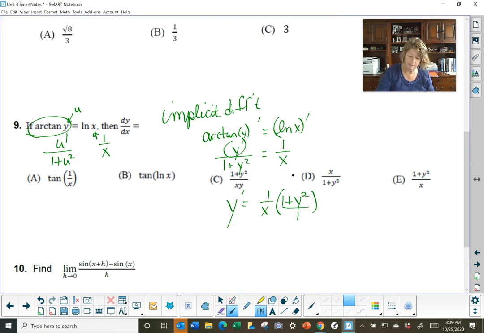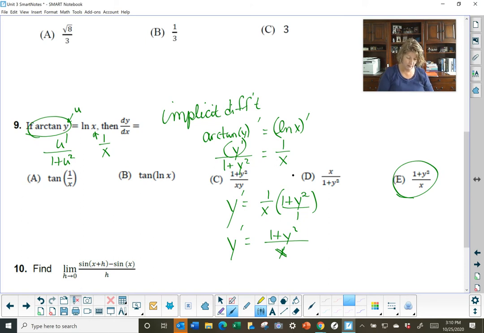That's like it's over 1. And I get y prime equals 1 plus y squared over 1. Oh, I'm sorry, over x. 1 times x. Any of these look good? I'm like an E.